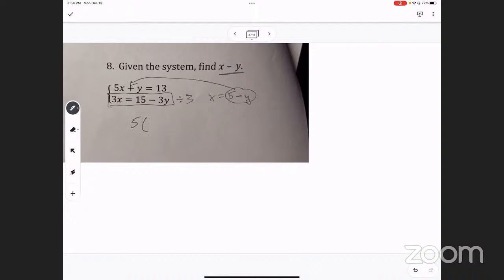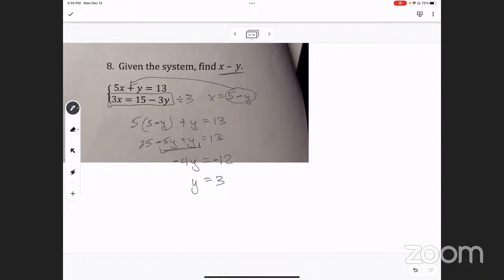So 5 times 5 minus y, plus y equals 13. Now just distribute. 25 minus 5y plus y equals 13. Combine like terms, that's negative 4y. Subtract 25, that equals negative 12. So y equals positive 3.